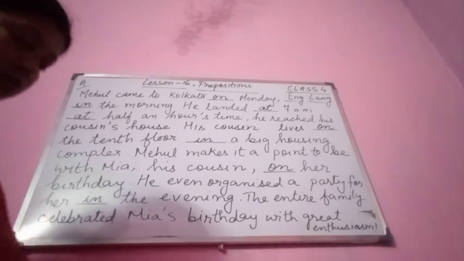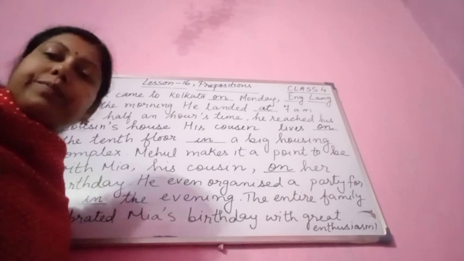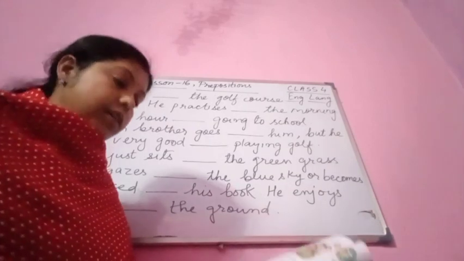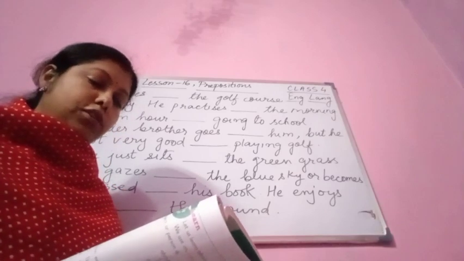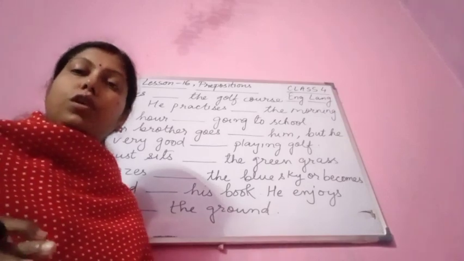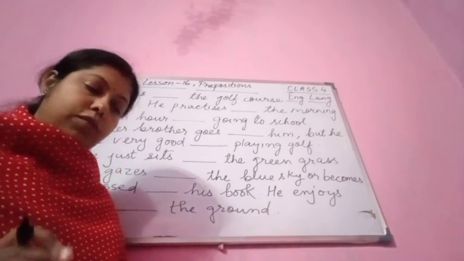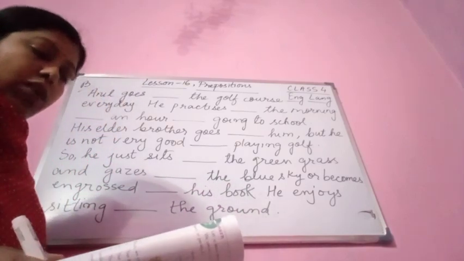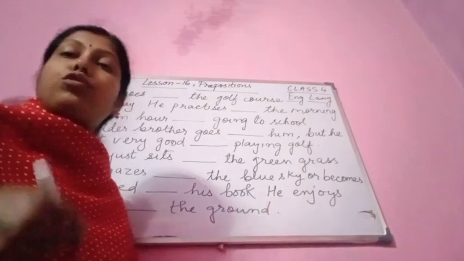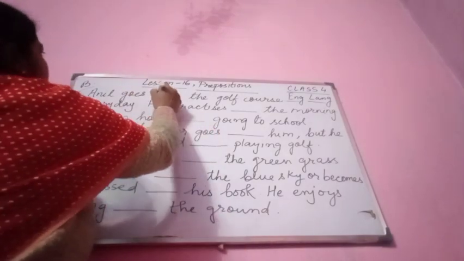Okay, now we are going to do exercise B. Alright, children, please see, this is exercise B. Complete the passage using suitable prepositions from the brackets. Okay, we have to choose the suitable one, which will be the correct one, which will suit the sentence, you can say. Alright, you see here, Anil goes dash the golf course every day. We have to choose between to and by. So Anil goes to, okay, if you go somewhere, Anil goes to the golf course every day.